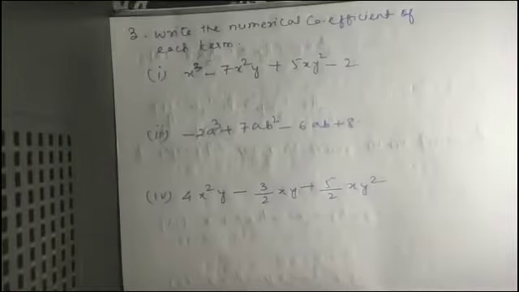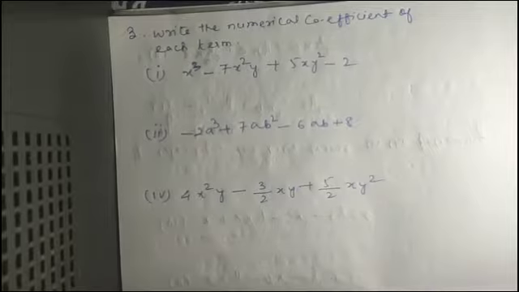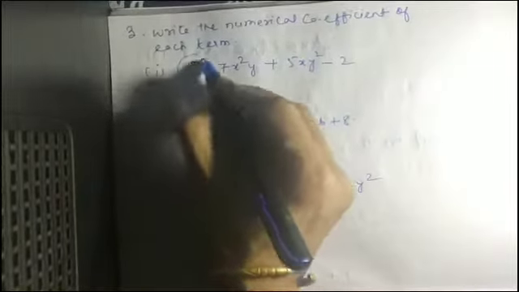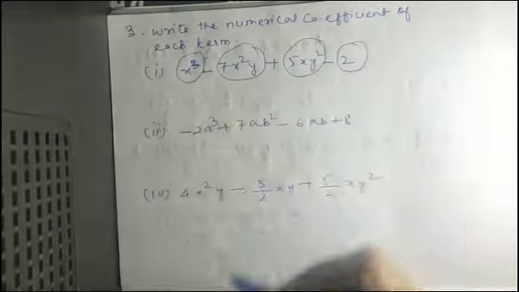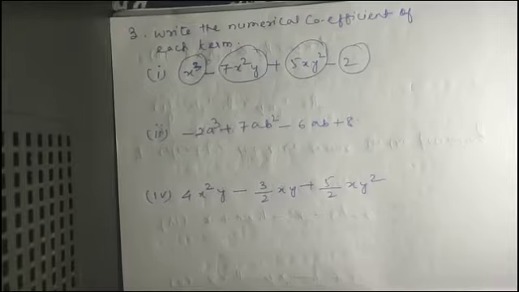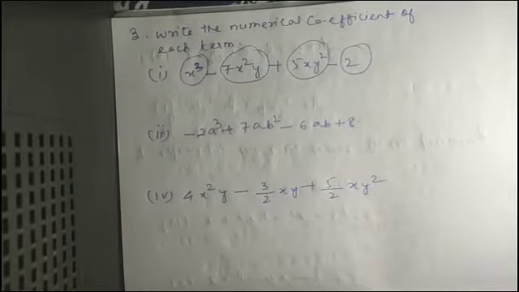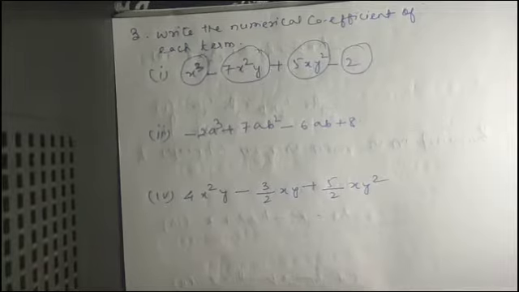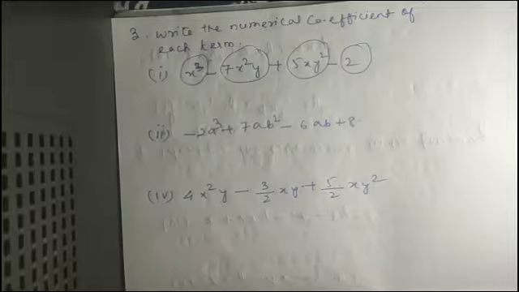But in question number 3 they say numerical coefficient. Write the numerical coefficient of each term. See here, this is one term, this is one term, this is one term, this is one term. So numerical coefficient of each term. When it says numerical coefficient, we have to write down only the constant value of that term.